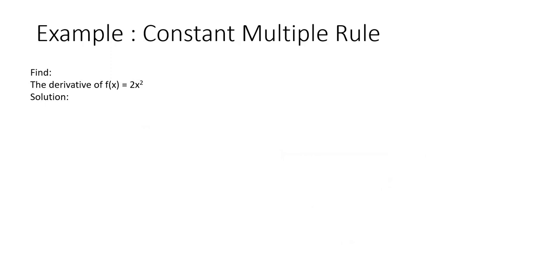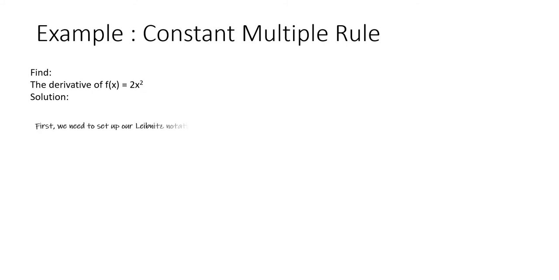Now, the next example looks very similar to the one that we had before. However, the only difference is that now we have a constant. We have the constant 2 multiplied by x squared. So how do we differentiate this? Well, it's actually quite simple.